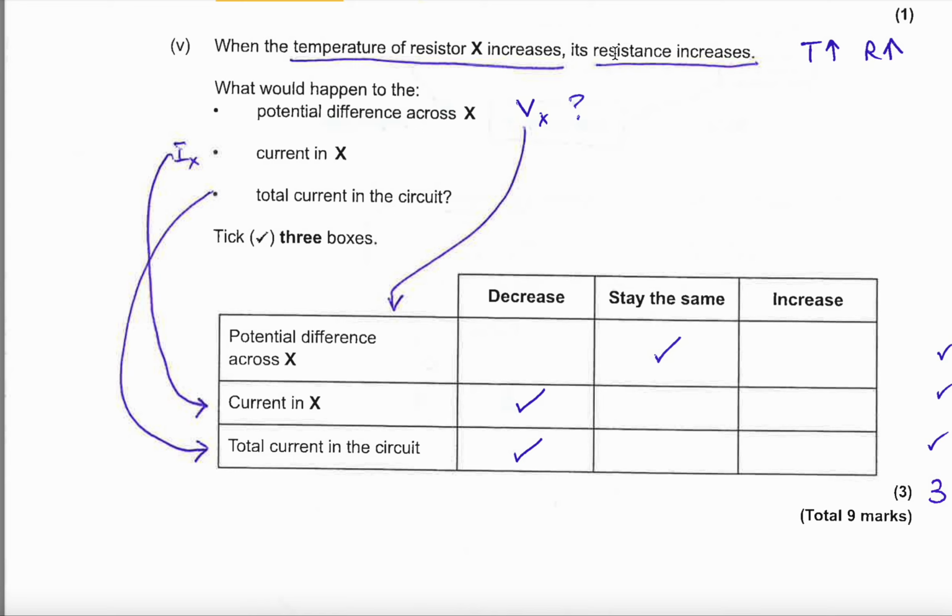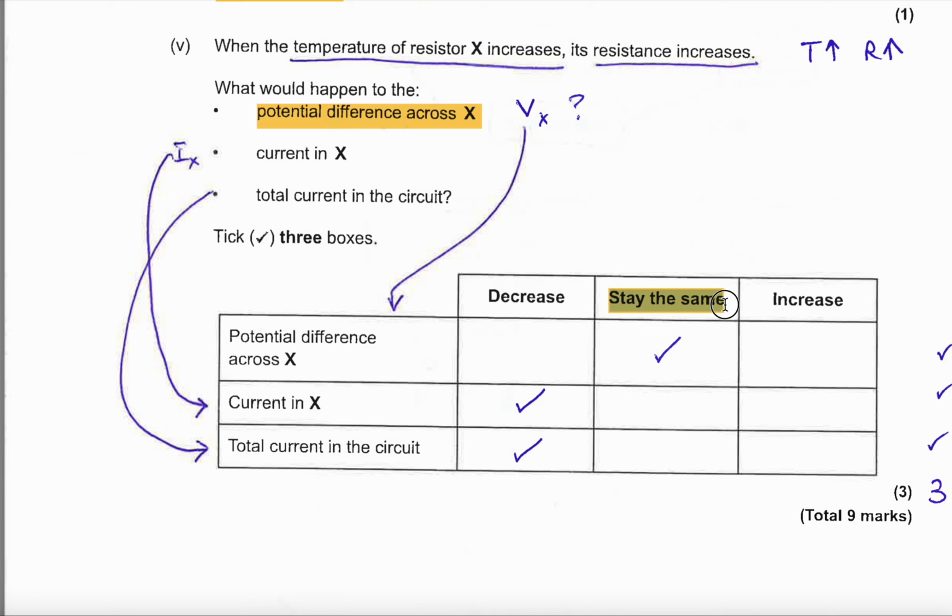Okay, it then says when the temperature of X increases, remember it says resistor, its resistance increases. It's a normal resistor. A normal resistor means you increase the temperature, the resistance goes up. Okay, temperature goes up, resistance goes up. What would happen to the potential difference across X? Well, the potential difference hasn't changed because you haven't changed the battery.